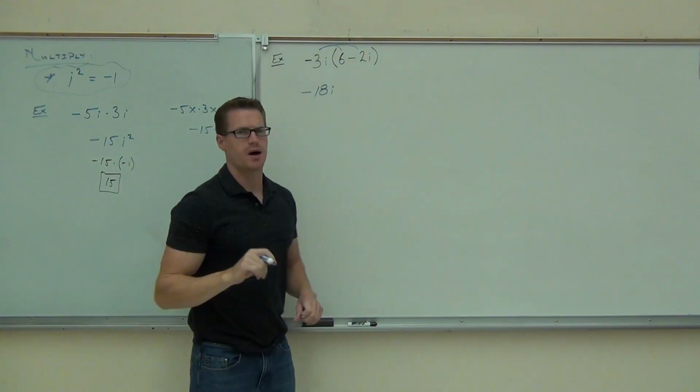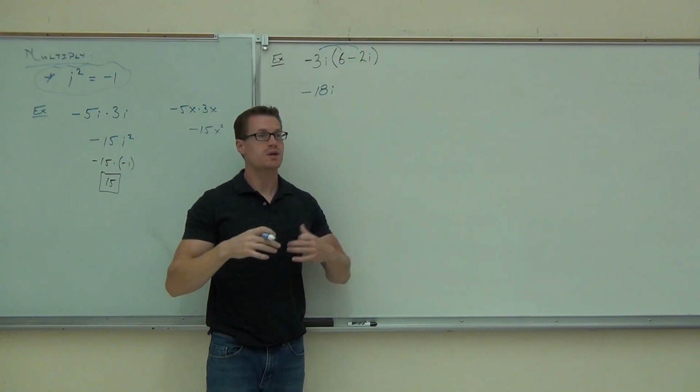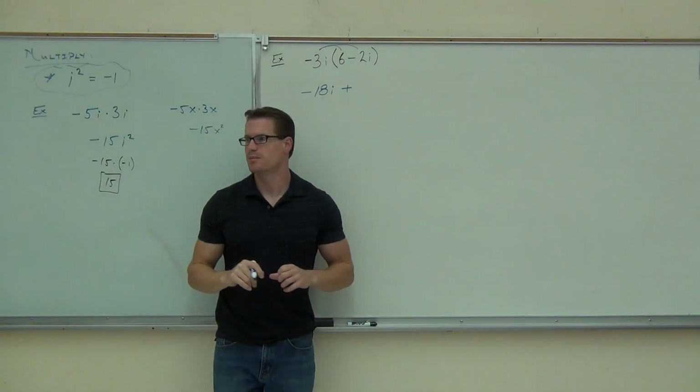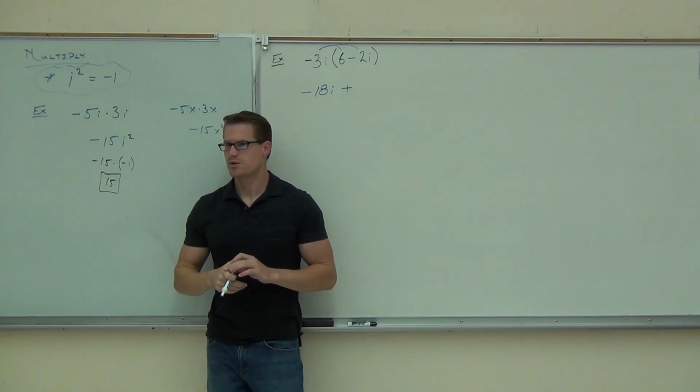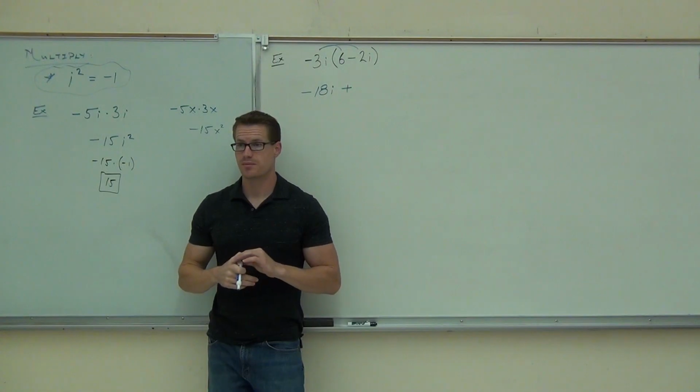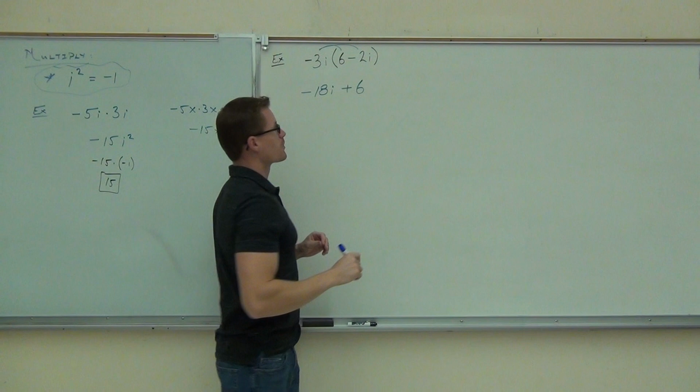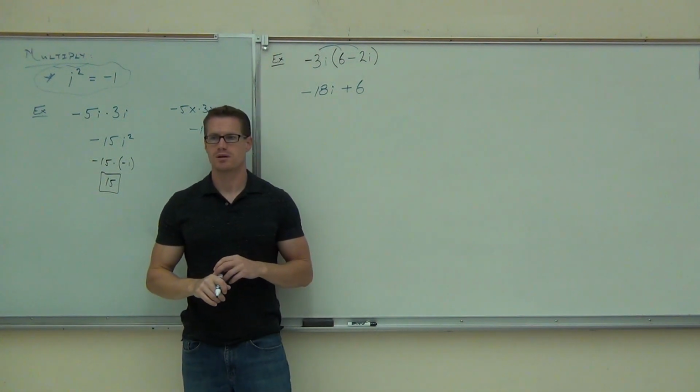Am I going to get plus or minus? What do you think? Don't forget how to distribute. We all know how to do that. Plus, let's see. What are we going to get? Plus what? I squared. Firstly, do you see where the plus is coming from? Okay. Negative times negative, so plus, we're going to have 6. And are we going to have i or i squared? What do you think? Squared. i squared.